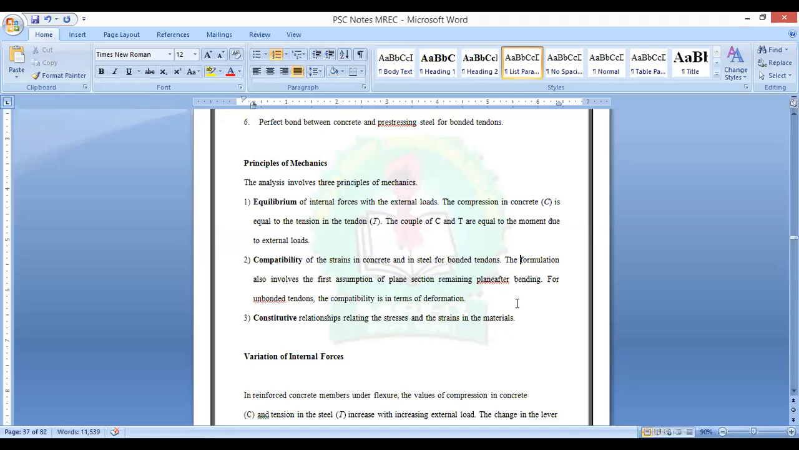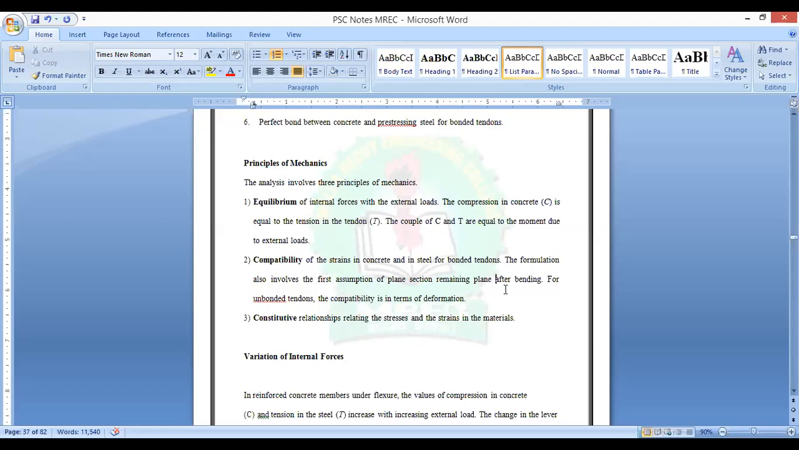The formulation also involves the first assumption of plane sections remaining plane even after bending. So we made this assumption in terms of compatibility, by analyzing the prestressing elements towards structure. For unbonded tendons, the compatibility is in terms of deformation. We cannot say that every member will be compatible. Compatibility will be there where you are able to assess the member towards its section. But for unbonded tendons, the compatibility will be in terms of deformation, right?